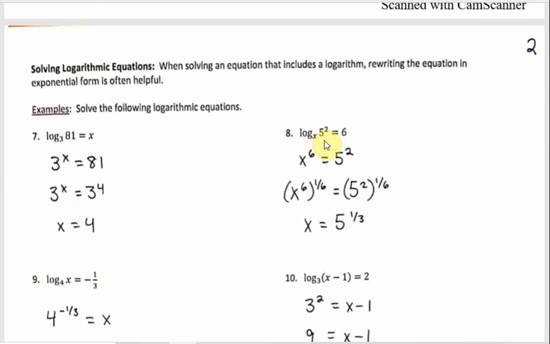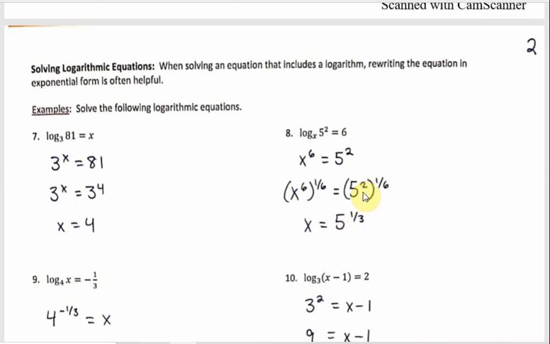Here, I use the same move. x to the 6th is going to be 5 squared. And if you're thinking, why am I leaving that as a 5 squared and not changing it to 25? It's because of this next step, where I don't want x to the 6th. I want that solved for x. So we're going to have to take the 6th root of both sides, or raise both sides to the 1/6 power, however you want to view that.